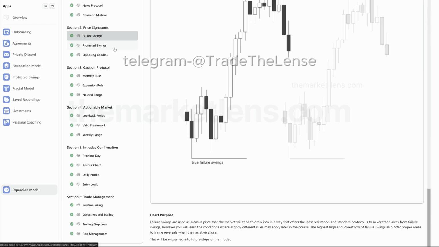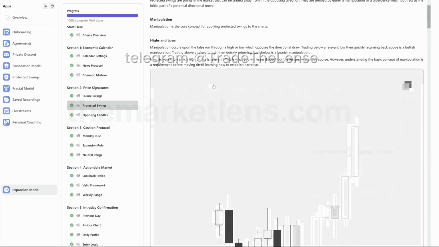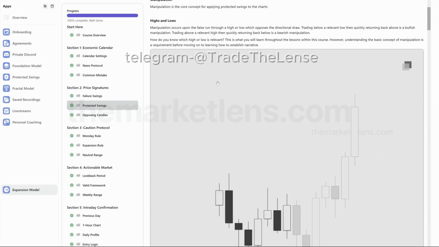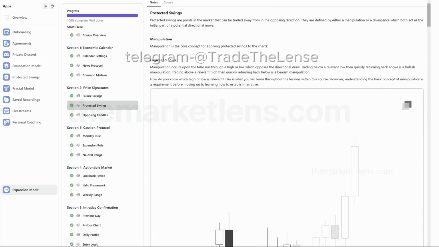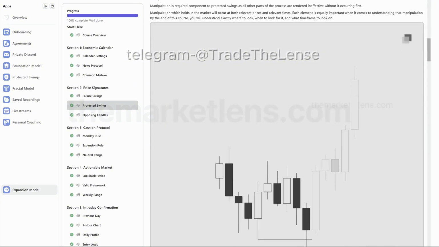And now we have the opposite of failure swings, where this is pretty much used as a draw, versus protected swings are going to be part of framework where we're going to look to trade away from these areas. And this here is really just manipulation or a divergence, which we kind of got into right there. And again, most of you probably understand this already. Manipulation is going to occur at relevant highs and lows in the market, and we will get into this, what is a relevant high or low. But we have a low in the market, and we would expect some form of manipulation to take place there. And we go down the line.